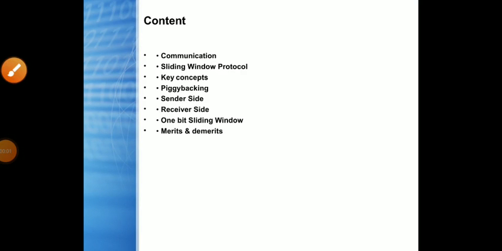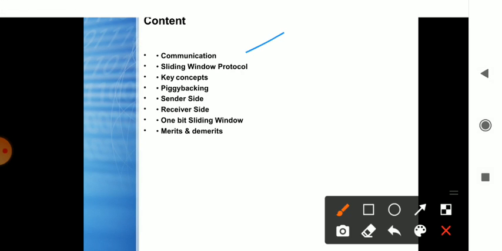Today we'll be discussing the concept of the sliding window protocol. Before that, in communication, you all know the 7 layers that we will be dealing with. So the topics we will be discussing today are communication, the sliding window protocol, the key aspects of the protocol, piggybacking, sender and receiver side, 1-bit sliding window, and the merits and demerits of the sliding window.